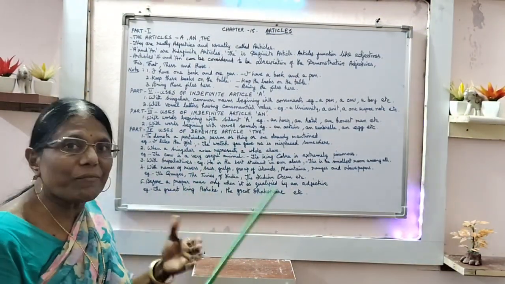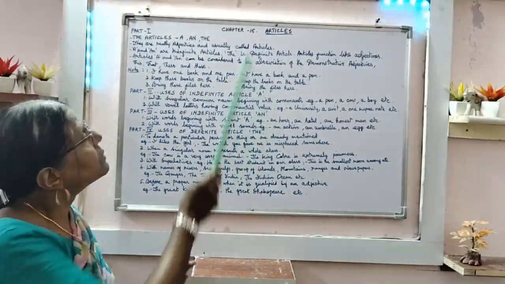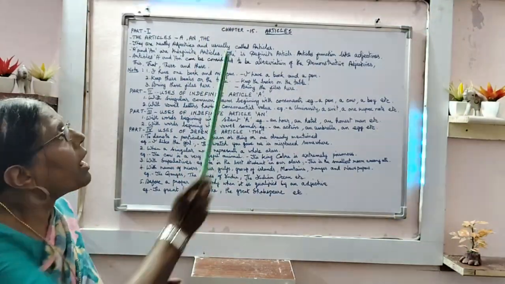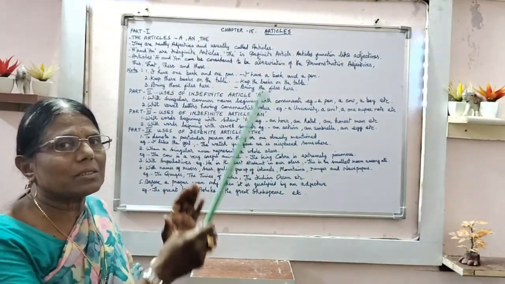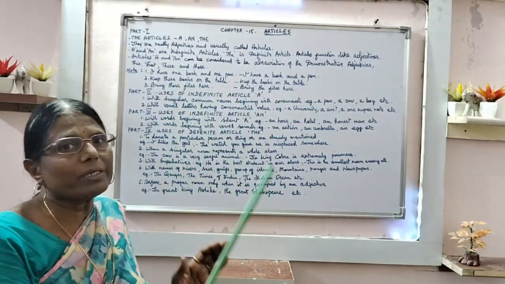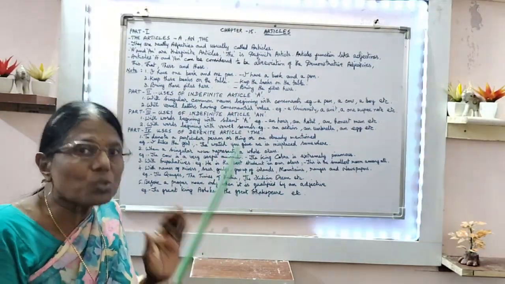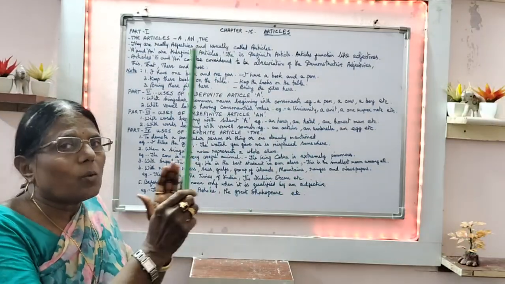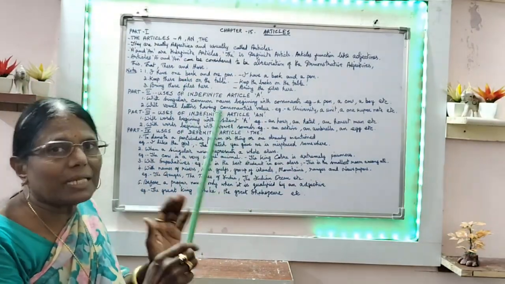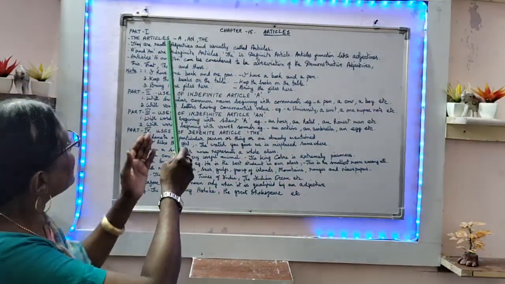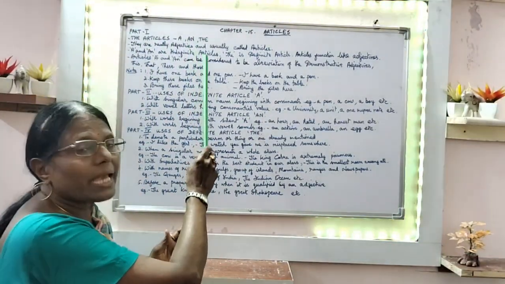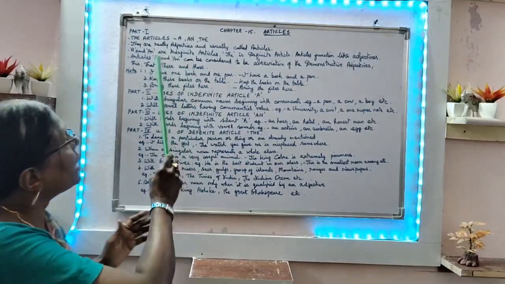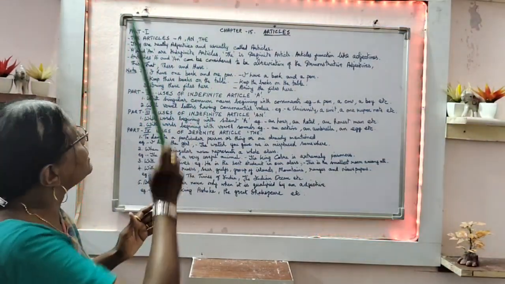Today, according to my fixed chapters, is chapter number 15, articles. Even small children to bigger ones might be very acquainted with articles, but I am going to go into great detail about where these articles are used. Let us start. The articles are a and the. A and the, these are the articles.